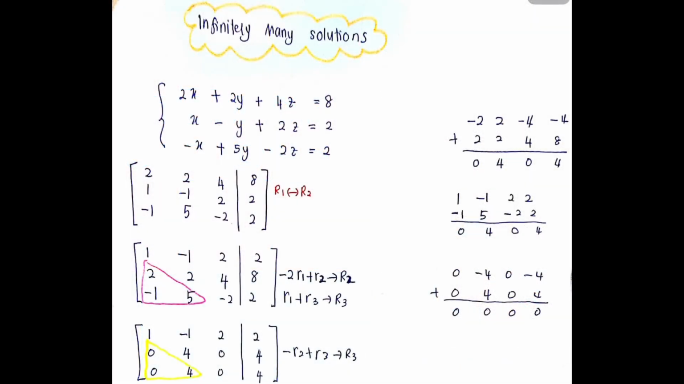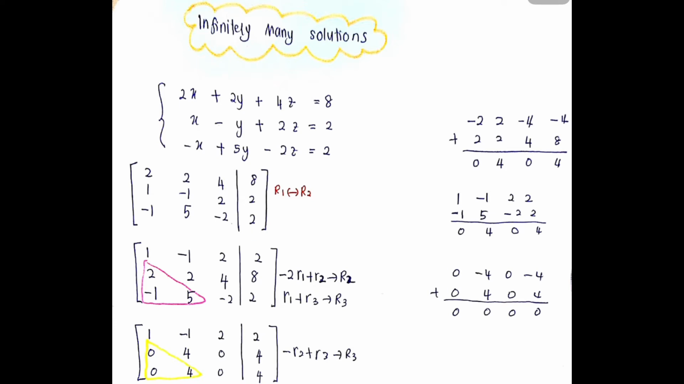Now let's see the case for infinitely many solutions. For example, this question asks you to solve this system of equations using the Gaussian method. So what you should do first is write this in terms of an augmented matrix. So this is 2, 2, 4, 1, minus 1, 2, minus 1, 5, minus 2, and make a separator like this, and then put 8, 2, 2 here.